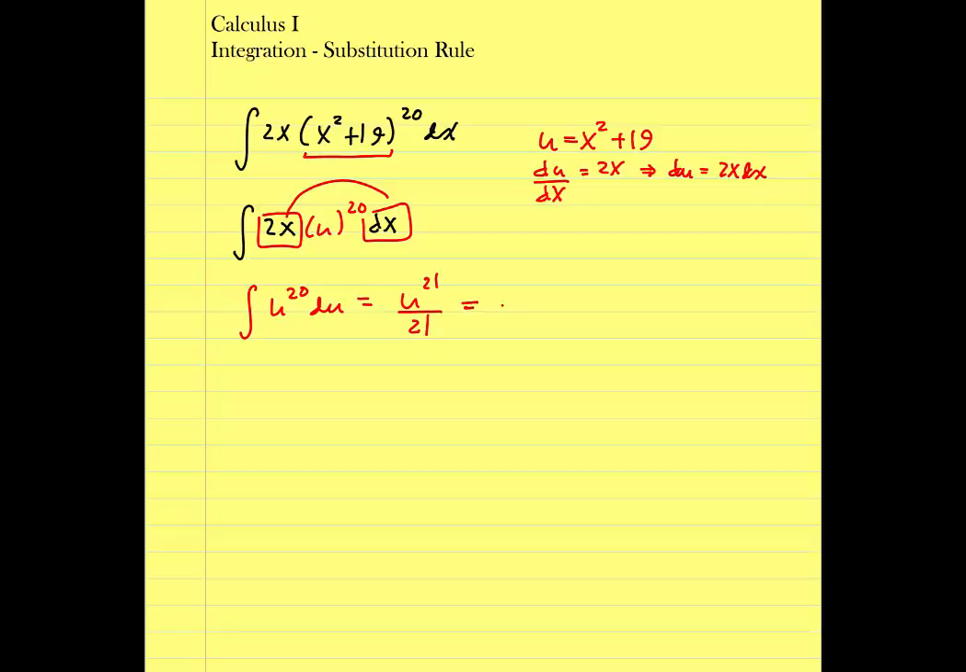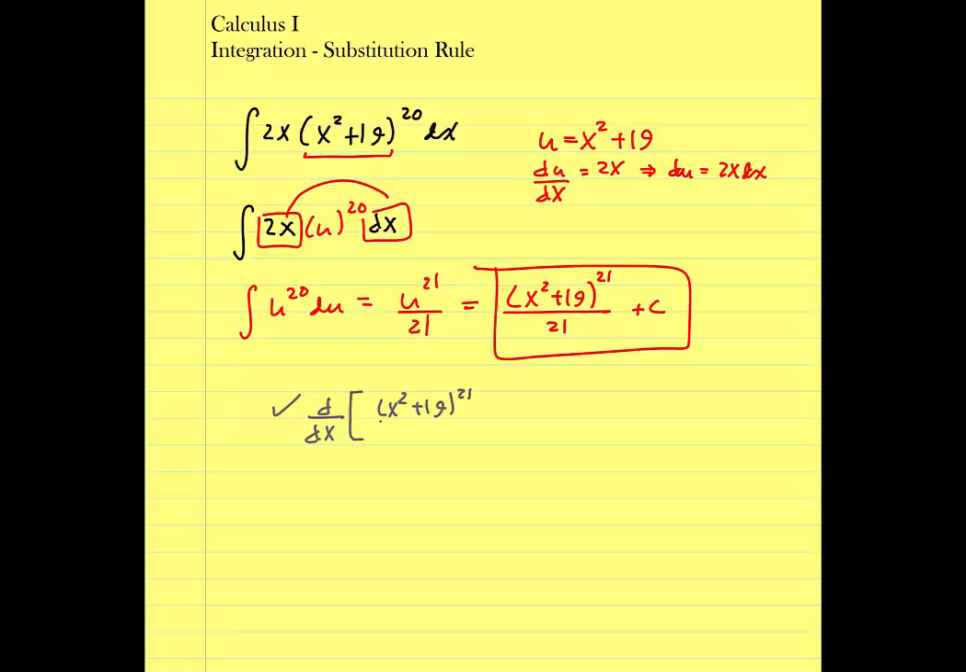And there's your solution, except I need to change it back to the variable x. So I need to convert back. u again was x squared plus 19. It's now (x squared plus 19) to the 21st over 21, plus c, my constant of integration, because it's an indefinite integral. Now I could check this as well, and it's a good idea to get into the habit of checking these. Some of them get kind of ugly to check, but this one's not too bad.